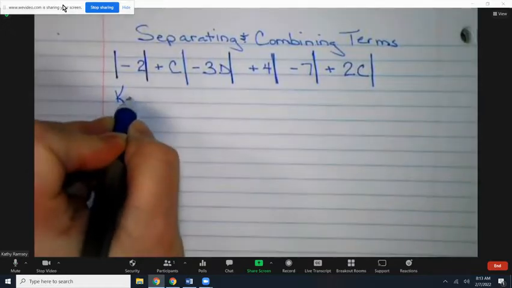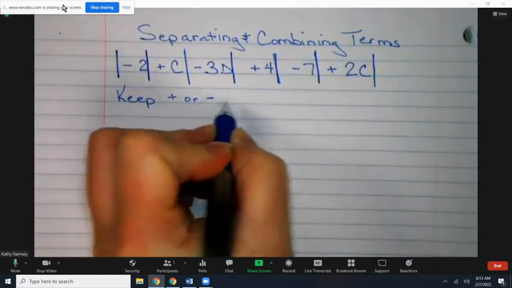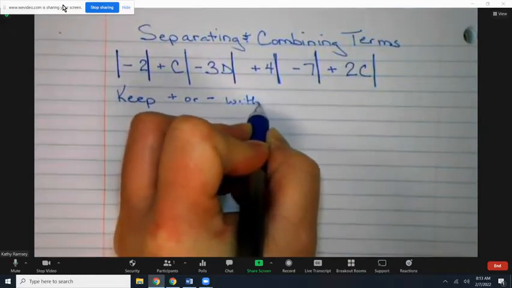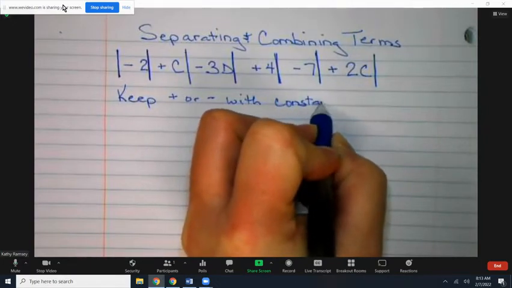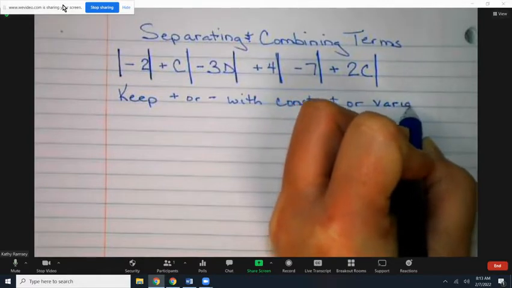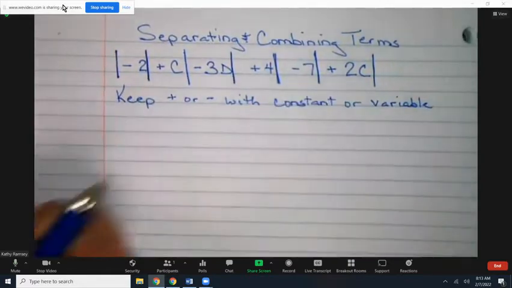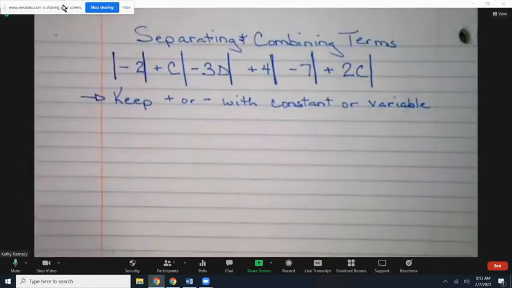So we're going to say keep plus or minus with constant or variable. This is a big, big, big deal. And you'll see why in a minute.